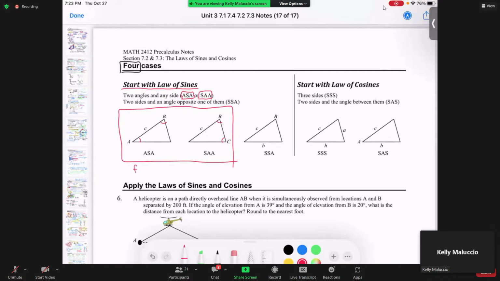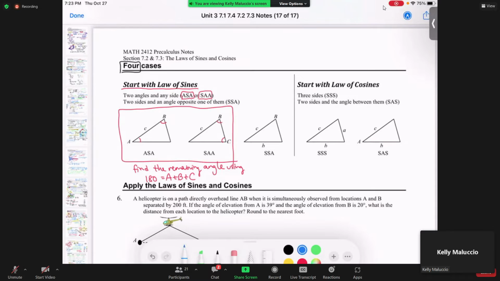From here, you find the remaining angle just by subtracting from 180, using 180 equals A plus B plus C. So we just subtract those two angles from 180, and then you use your law of sines to find the other two sides. So that's a good one.